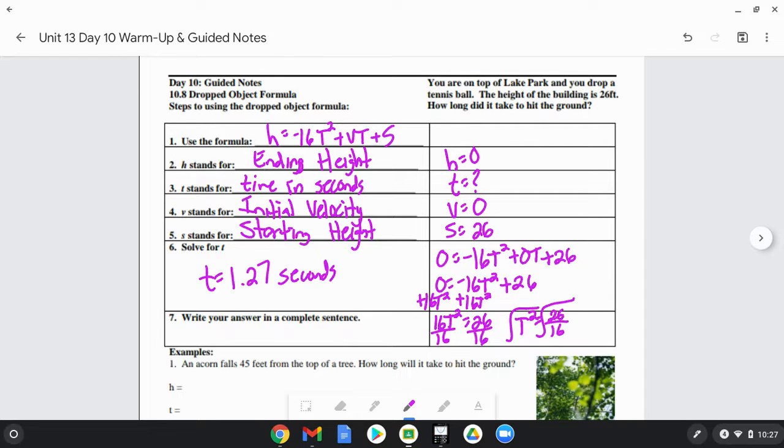It asks you to write it in a sentence. So it takes the ball 1.27 seconds to hit the ground. That would be a good sentence, something simple. So that's how we do it. That's how we're going to do all of these.